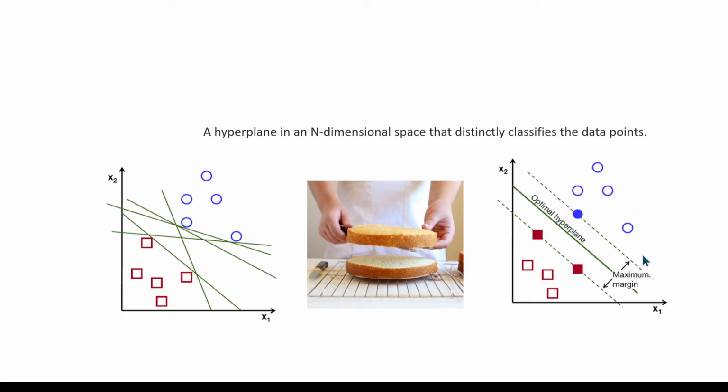So this line has to be as maximum as possible, so that this line becomes an optimal hyperplane. And the points, these vectors that fall on this line, or fall at the nearest points, these are called support vectors.